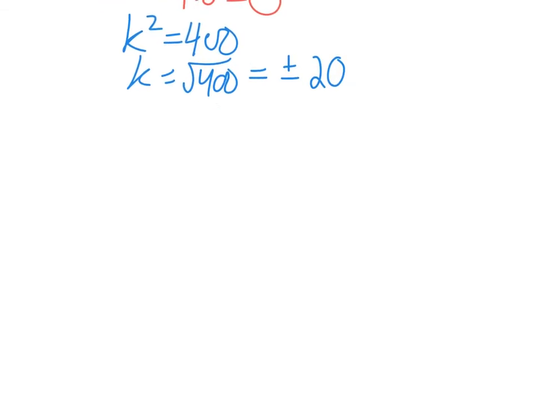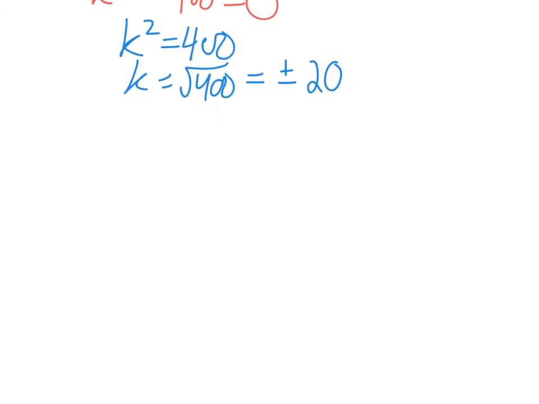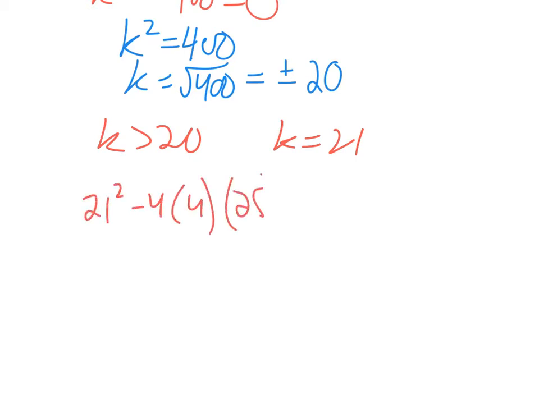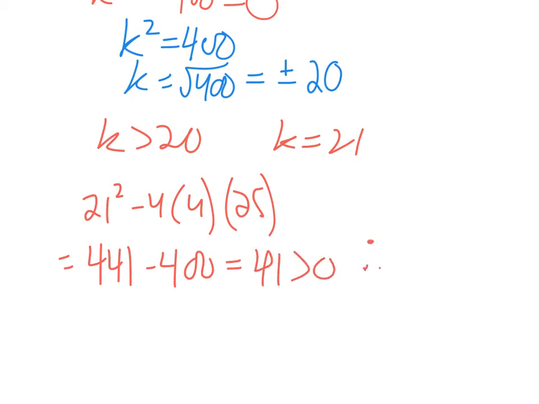Let's take k to be greater than 20. So let's go, for example, 21. And we sub back into the discriminant, 21 squared minus 4 times 25, which equals 441 minus 400, which equals positive 41, which is greater than 0. Therefore, overall, this quadratic h at x will have two zeros.